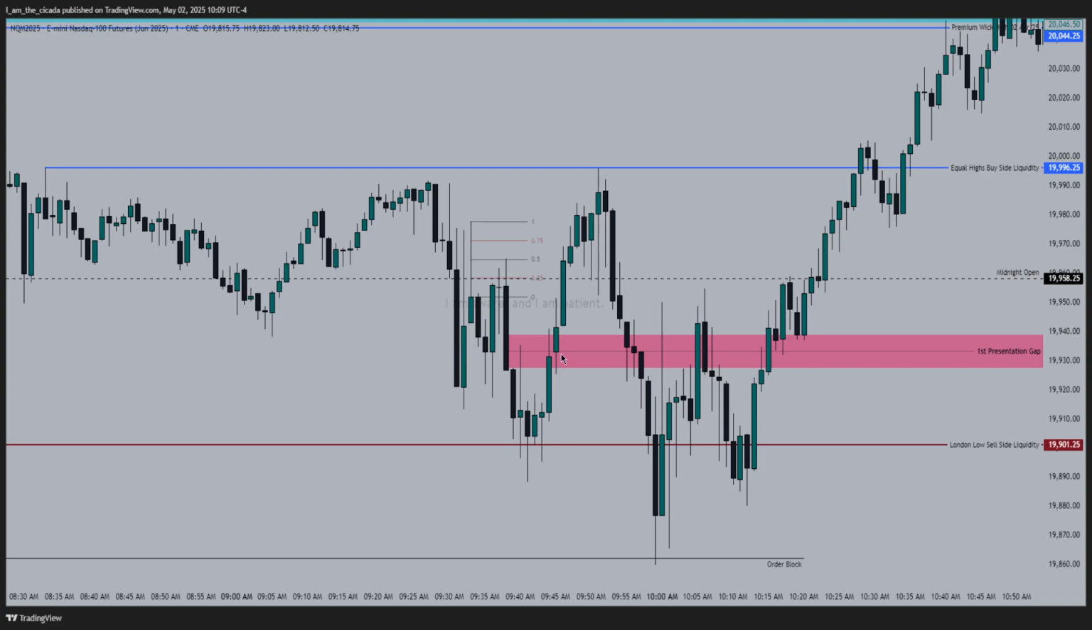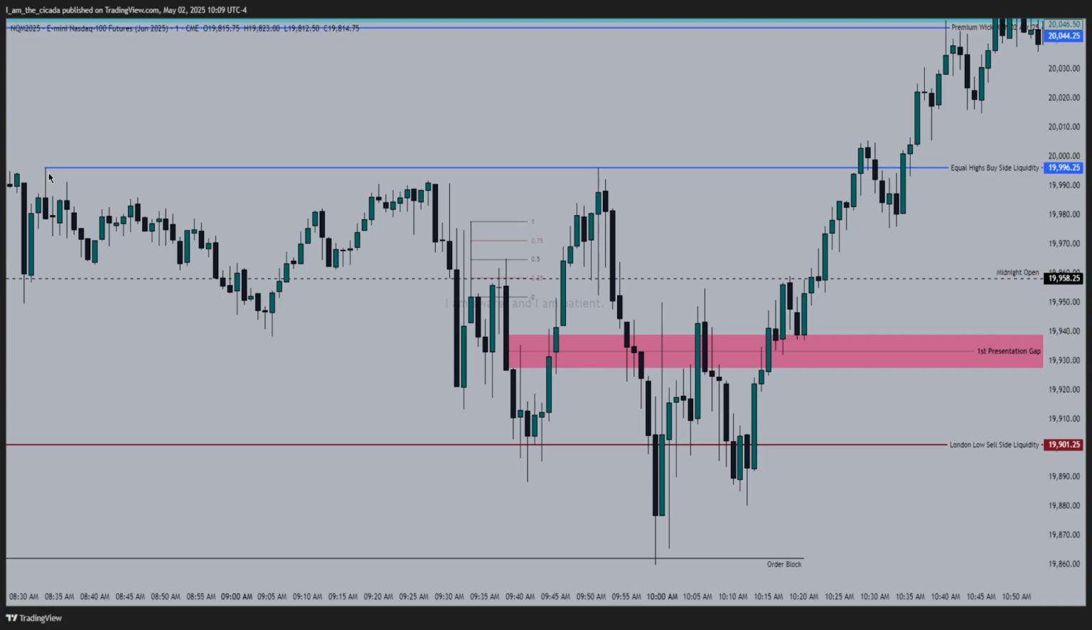After that, we inverse the first presentation gap, and then from there, we use it as support to run higher, and then we come in contact with a high that was created previously in the day at around 8:35 to 8:40 a.m. We reach higher, create equal highs, buy side liquidity with it.